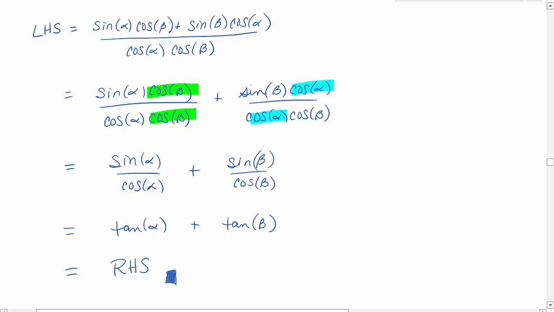Again, notice with these identities, we're always starting with one side and showing that it equals the other side. We're never working both sides of the equation here. Let's try another one.